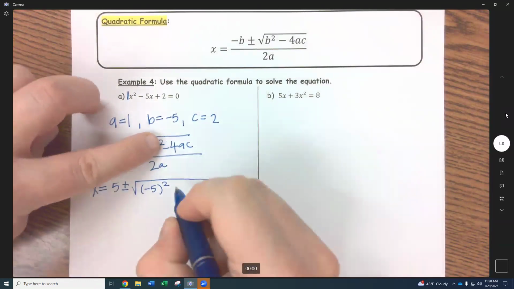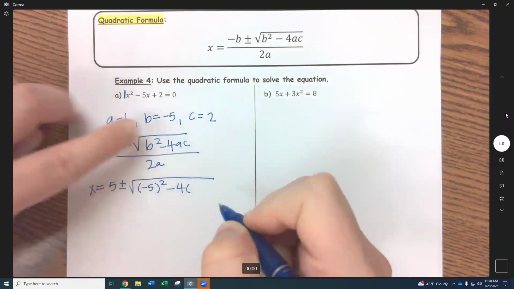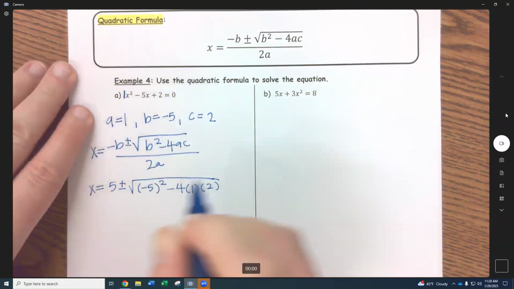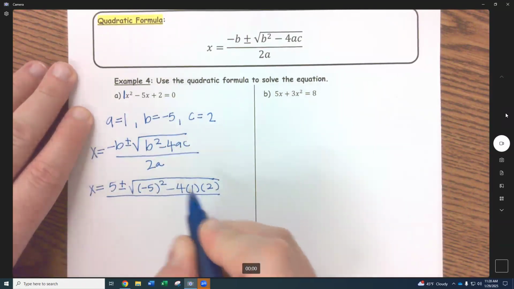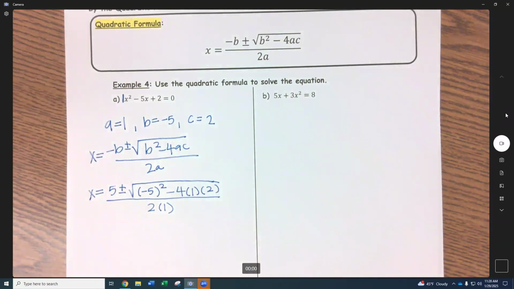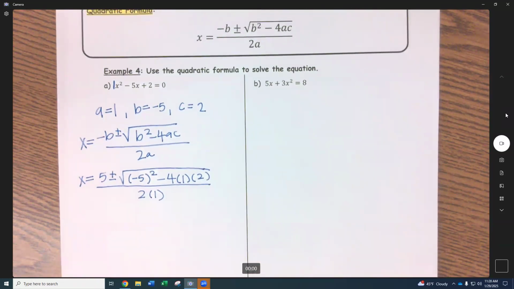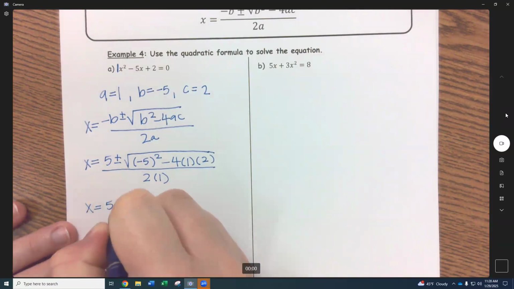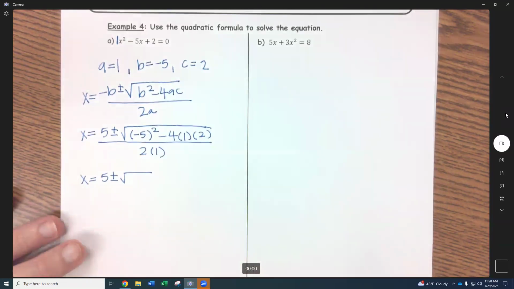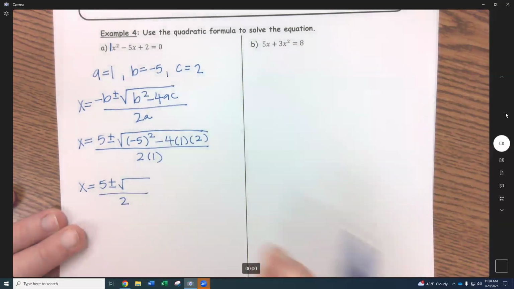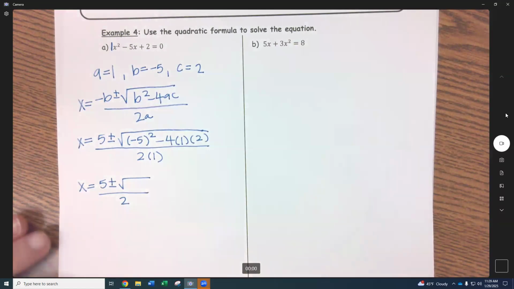So that's my b squared minus 4 times a, which is 1, times c, which is 2. And this is not partly over, but all over 2 times a, which is 1. Now this is just cleaning everything up. So x equals 5 plus or minus. We need to figure out what number goes under the radical. And this will be all over 2 times 1.